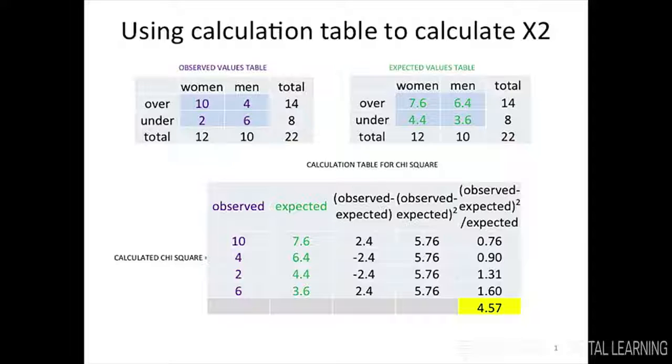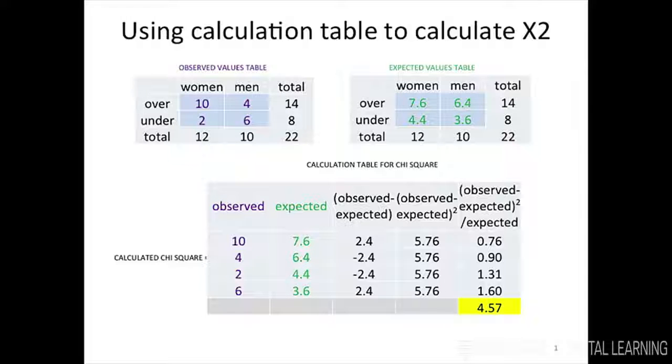Then you put in your expected values in the second column. In the third column, we need to just subtract the second column from the third. So 10 minus 7.6 gives us 2.4 in that first row. Do it again in the second row. 4 minus 6.4 gives us negative 2.4. Keep going down, and you can see we get negative 2.4 again and then positive 2.4 again.